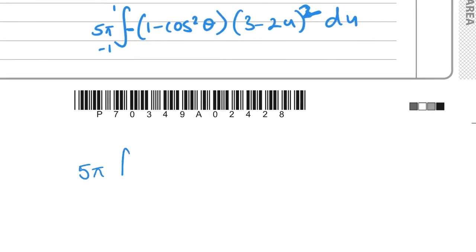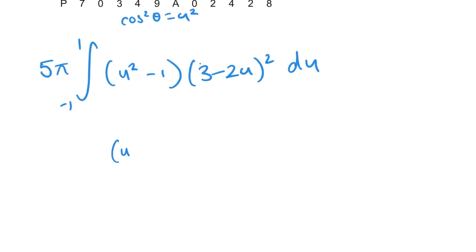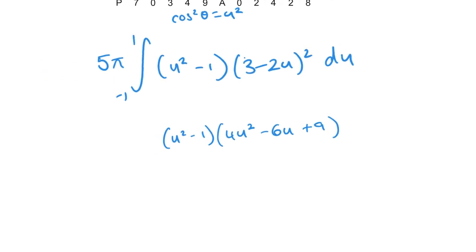So we're going to get 5 pi, 1 minus u squared. Okay, if I expand the brackets, and I know that, what do I know? If cos theta equals u, then cos squared theta equals u squared. Lots of 3 minus 2u all squared with respect to u. Okay, so now what do we have? We're going to have u squared minus 1, lots of 4u squared minus 6u plus 9, right?